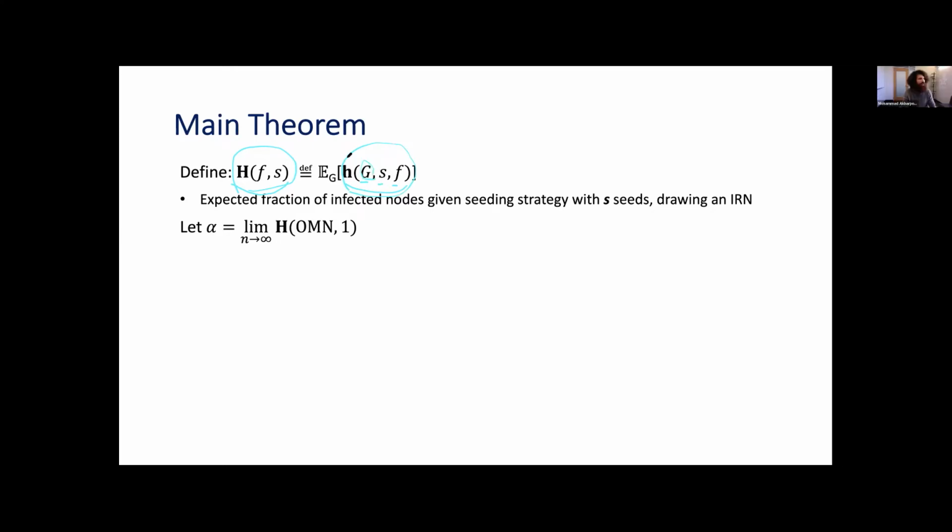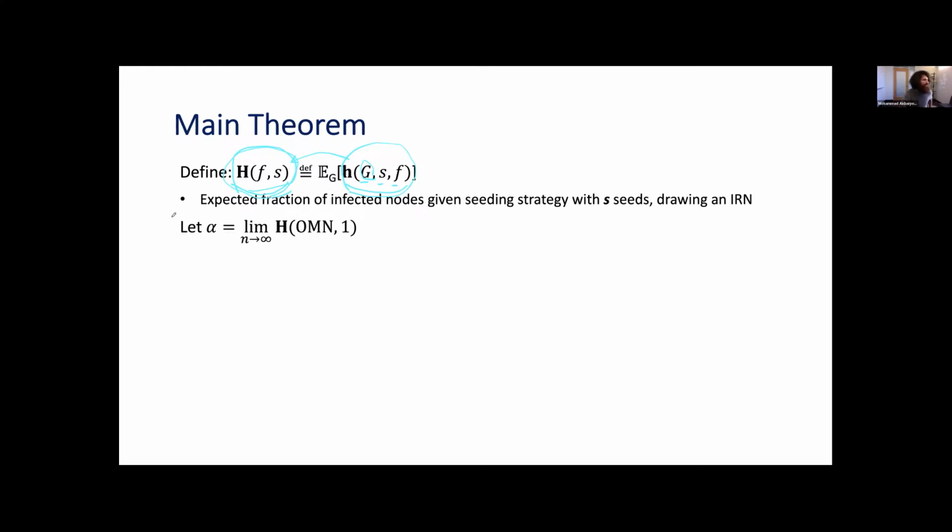Now I'm taking expected value with respect to my network model, which is a random network formation. So this is the expected fraction of informed nodes for this model of network if you use seeding strategy F with S seeds. That's the objective function. I've taken this expected value with respect to the network.